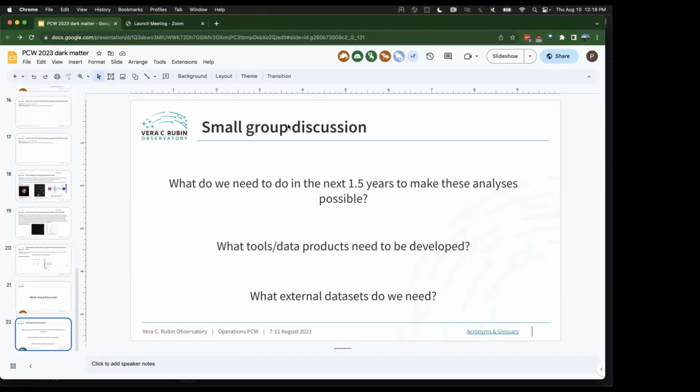And we're planning to, over the next couple months, have some dedicated telecons on some of these different probes. So looking at simulations as well as strong lensing, and we'll be communicating about that.